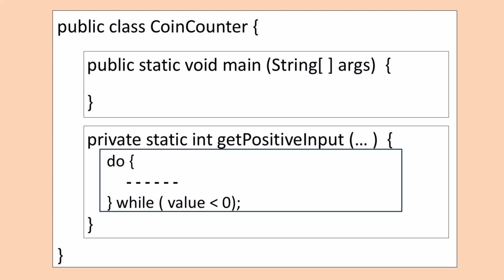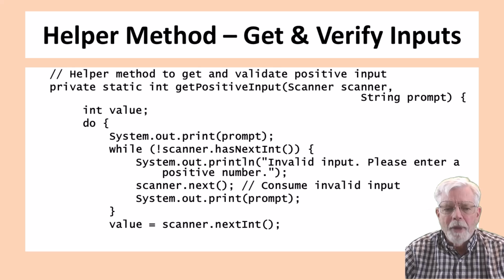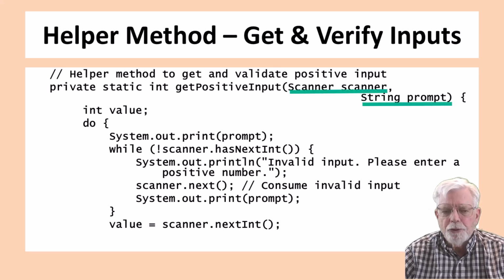Although Claude did not put comments at each of the closing curly braces, I recommend them to help make it easier to identify where they mate to their open curly braces. Here comes the helper method. getPositiveInput has two arguments that will be receiving the scanner and prompt message when it is called or activated by code in the main program.